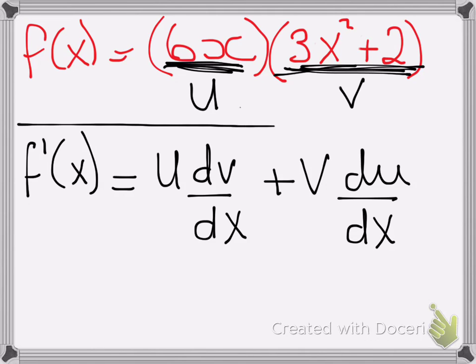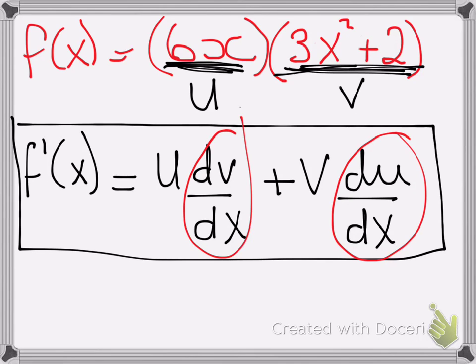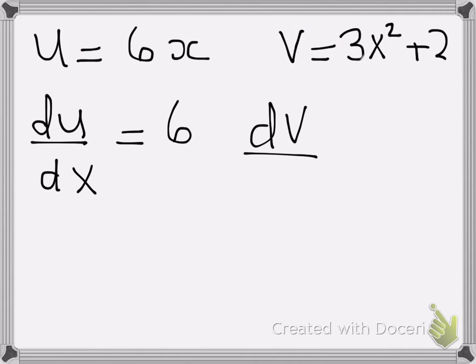So here's my product rule formula. The derivative, so f dash x, is going to equal u dv/dx plus v du/dx. So I've established what u is. Now that I know that u is going to be 6x, I'll put that down and I have to find du/dx. Then I know what v is, 3x squared plus 2, so I'll have to get dv/dx, differentiate v with respect to x.